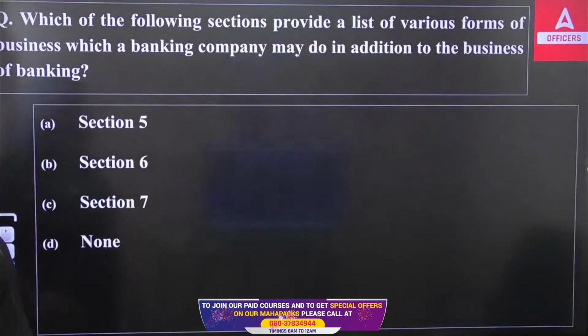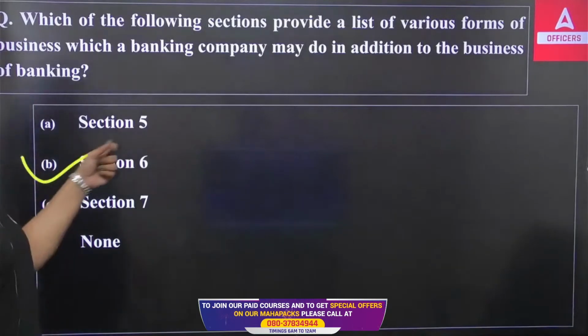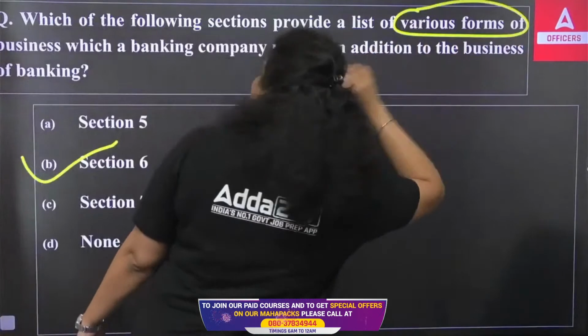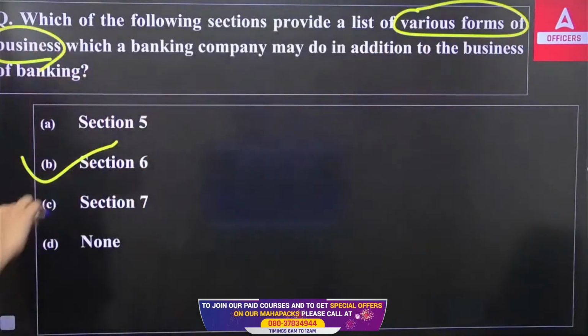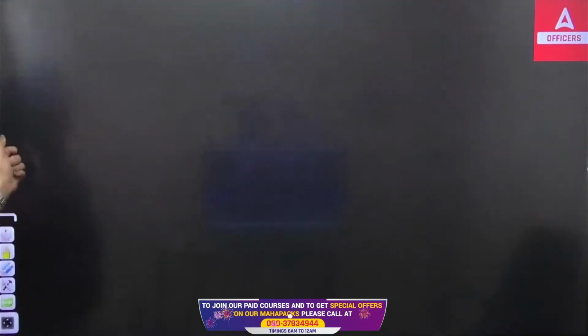So it is defined under which section? Section 5, 6, 7 or none of the above? Under which section is it defined? Let me know. So the right answer is section 6. Section 6 talks about the various forms of businesses that are provided by bank. So the right answer will be your B option, section 6. And section 5B talks about the business of banking.